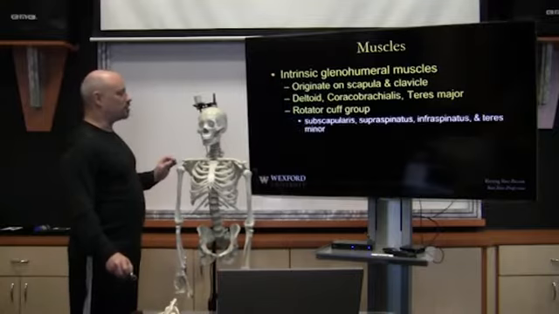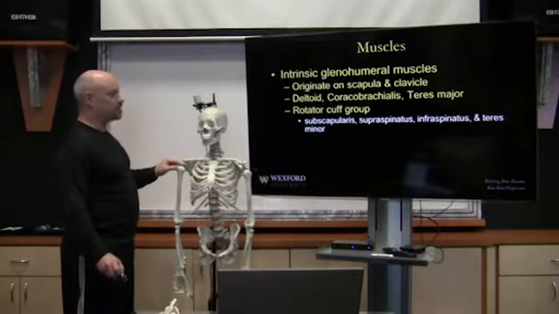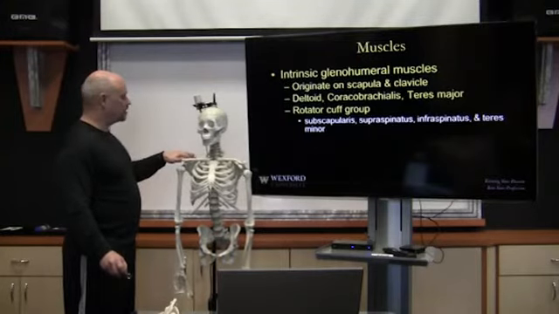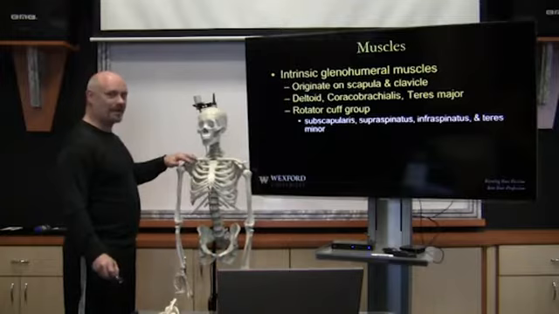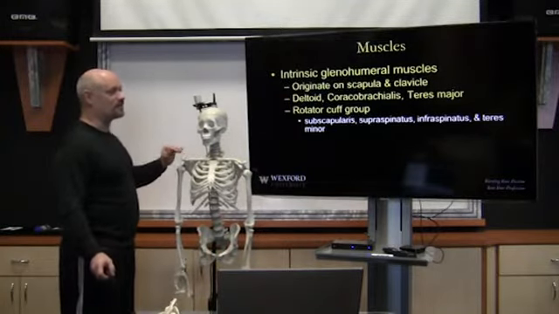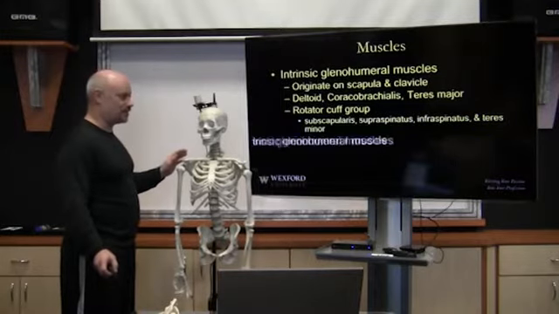We also have to look at the rotator cuff group. These are attached on the scapula and the clavicle, depending on which muscle: subscapularis, supraspinatus, infraspinatus, and teres minor.